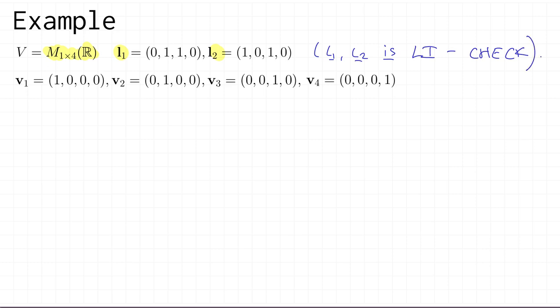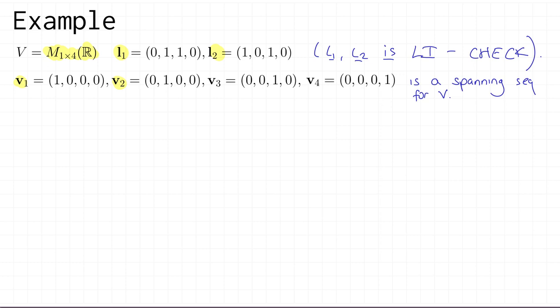And V has a spanning sequence. There's a very simple spanning sequence, which is like the standard basis, only transposed. So v1 up to vn that I've written here is a spanning sequence for V. So we're going to use our procedure, starting with L1 and L2 and using the spanning sequence v1, v2, v3, v4, to produce a basis for V containing L1 and L2.